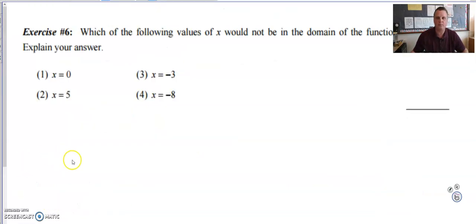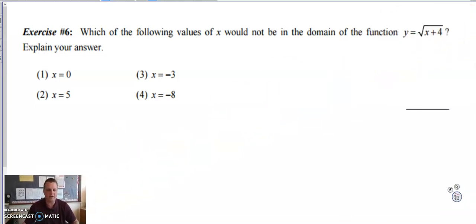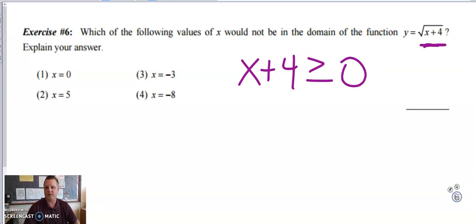And the last example, which of the following values of x would not be in the domain? So we saw with the fractions that you had to worry about the denominator. But with radicals, you cannot have a negative underneath the radical. So what would have to happen is your x plus 4 has to be greater than or equal to 0, because I can have a 0. So I can have square root of 0, which is 0. My domain is going to be x is greater than or equal to negative 4. Those are all the values that fall in the domain.